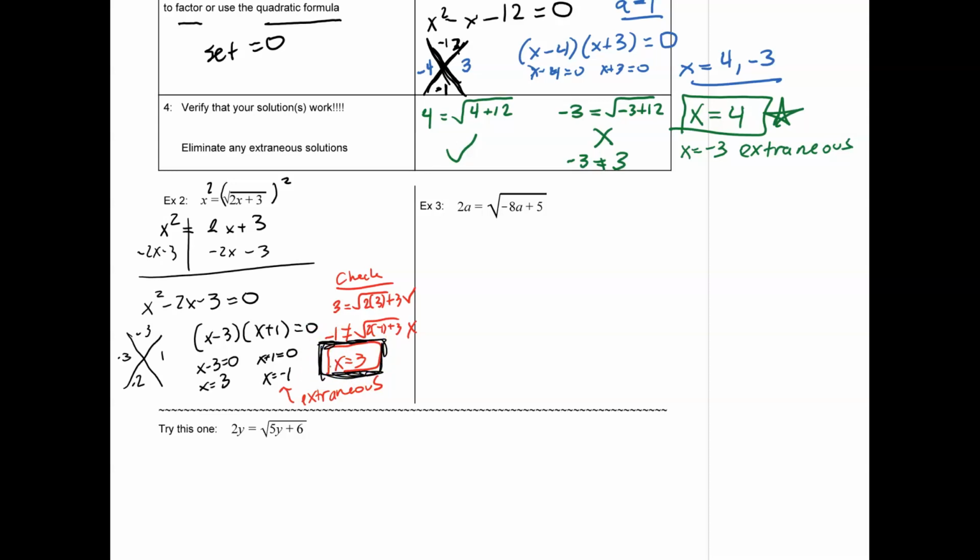All right, example 3. This one's just slightly different. Same process, slightly more challenging. The radical is isolated, so we're ready to square both sides. Here is where you've got to be careful. Hopefully you've noticed I've been writing parentheses around those square roots.